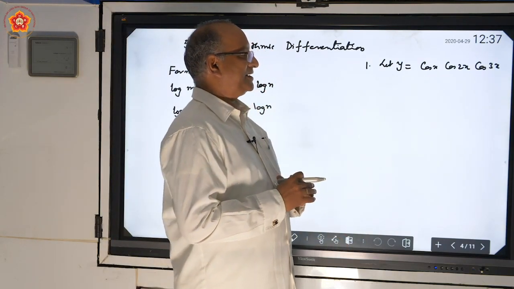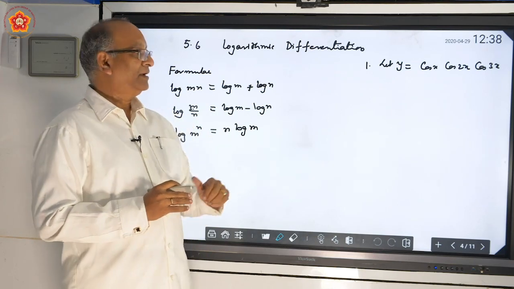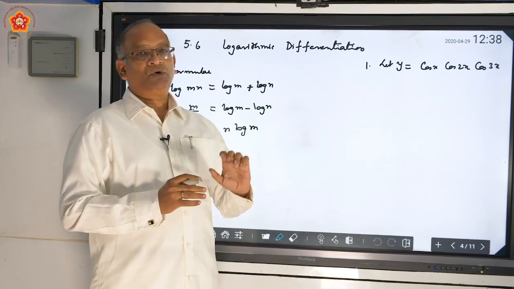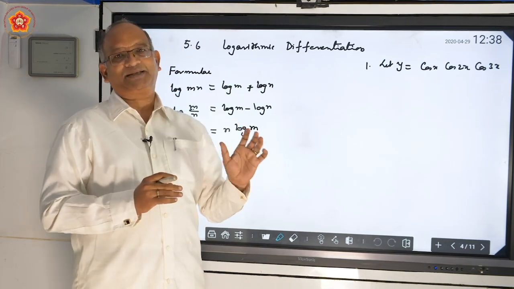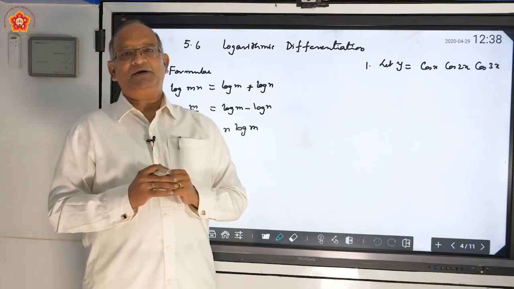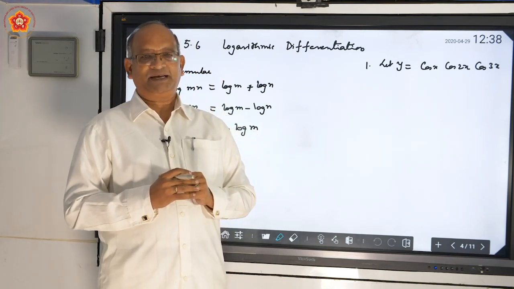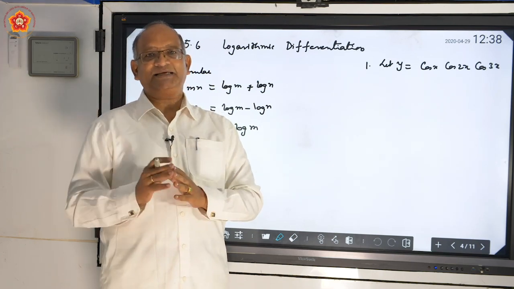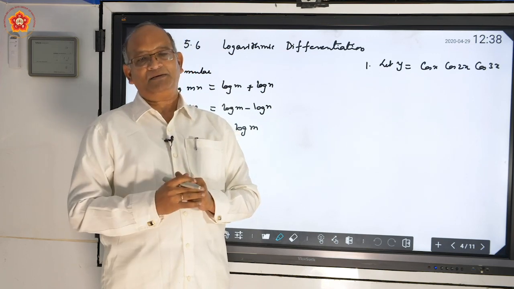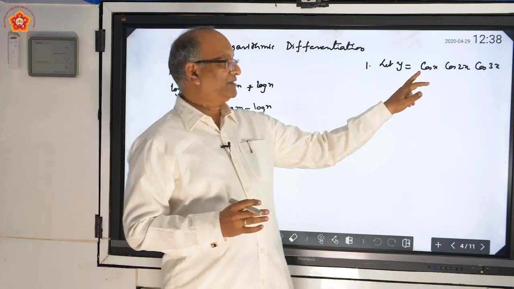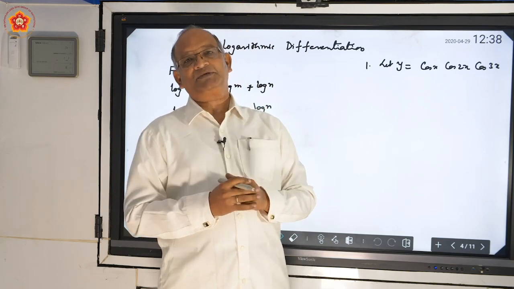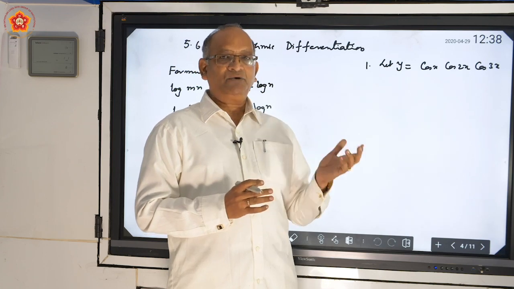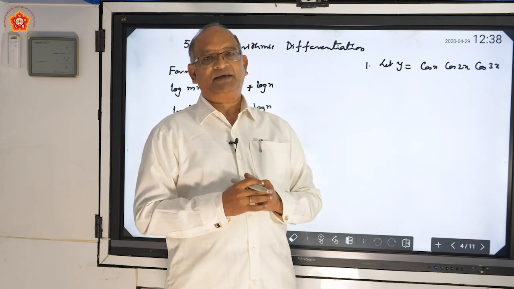Let us take this problem from the exercise: y equal to cos x into cos 2x into cos 3x. This problem can be solved even without using logarithms. You take cos x as one function and cos 2x into cos 3x as the second function, apply the product formula, and for the derivative of cos 2x into cos 3x use the product formula once again. Whereas by using log, this can be solved in a very simple way.